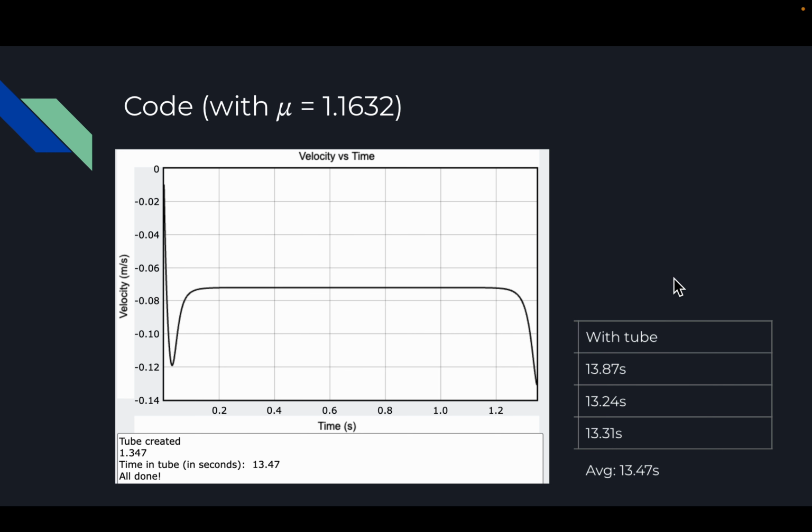And then I played around with the code to get a magnetic dipole moment of 1.1632, and this got me exactly to 13.47 seconds. So I just tried different magnetic dipole moments until I got 13.47 seconds, and I changed these two things back to how they were before for this part of the code. So my code aligns pretty well with the data I got in the real world, with this being my magnetic dipole moment.